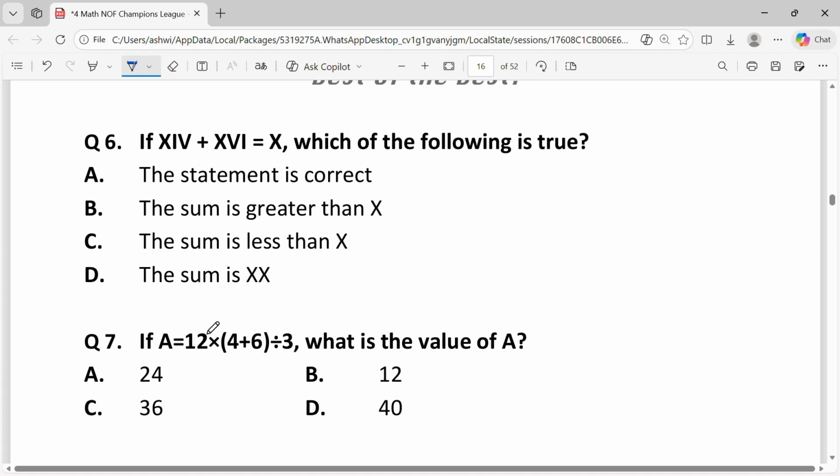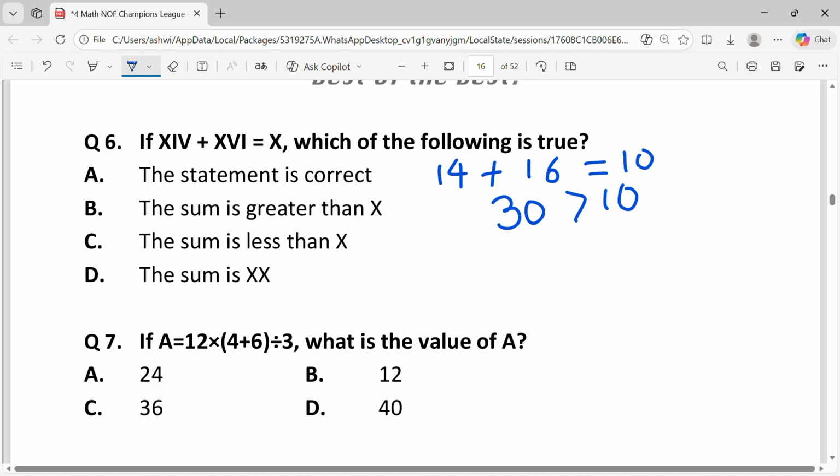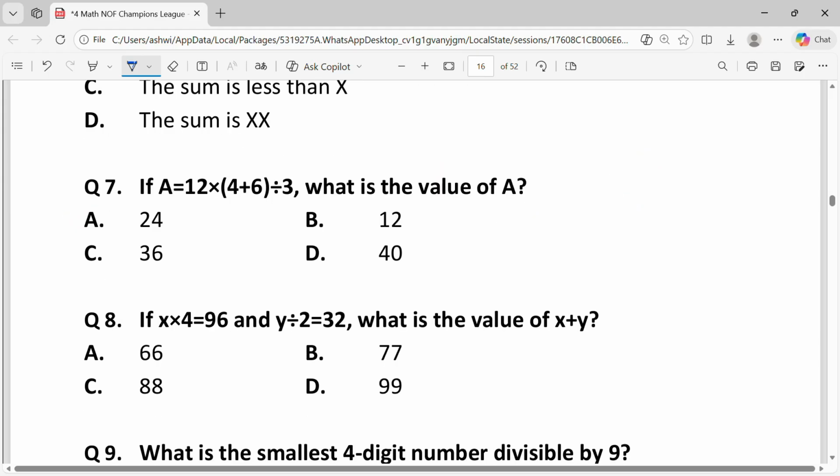Question 6. If XIV plus XVI is equal to X, which of the following statements is true? Converting the Roman numerals to integers, we have XIV, that is 14, plus XVI, that is 16, and X, that is 10. 14 plus 16 is 30, which is greater than 10. Since the sum is greater than 10, the sum is greater than X. Option B.